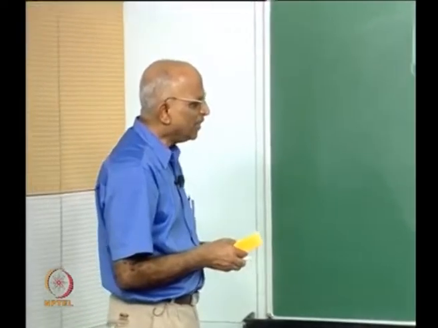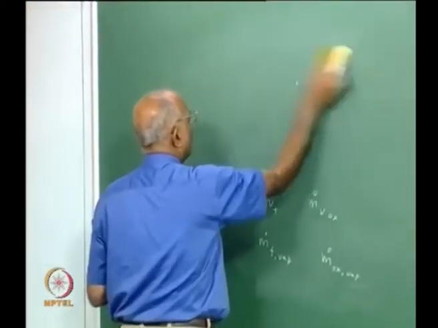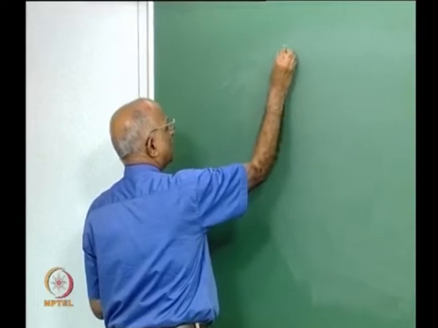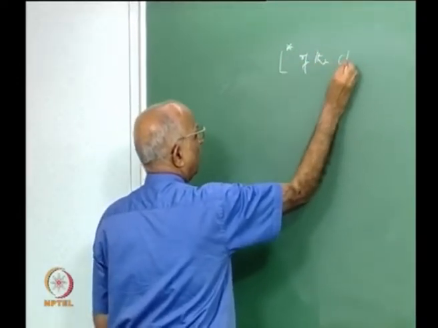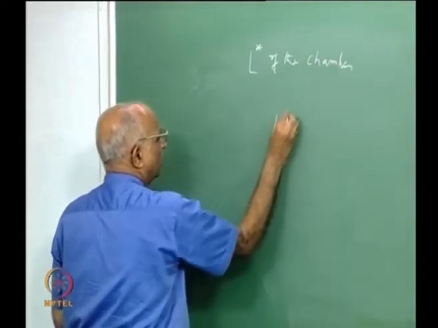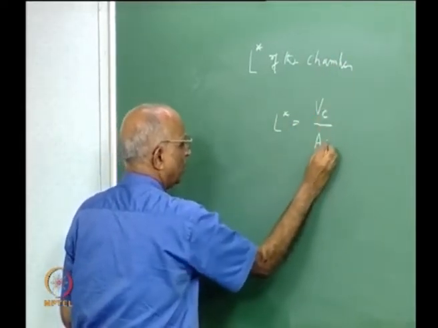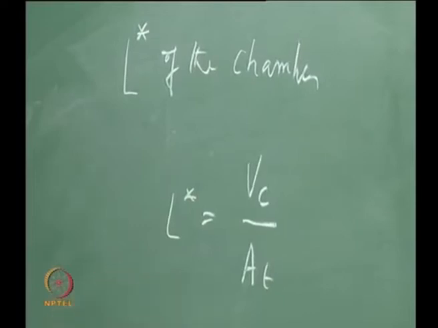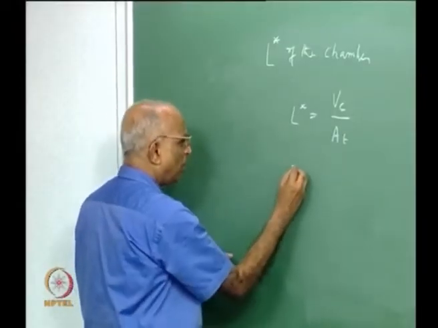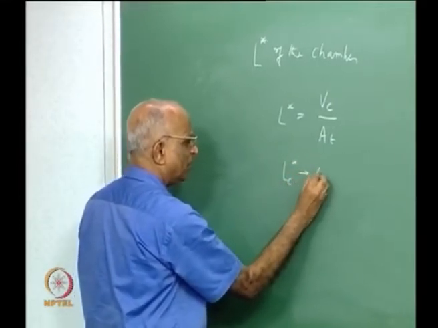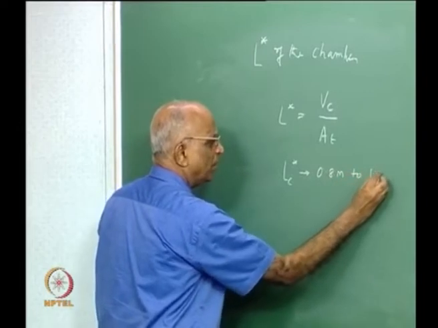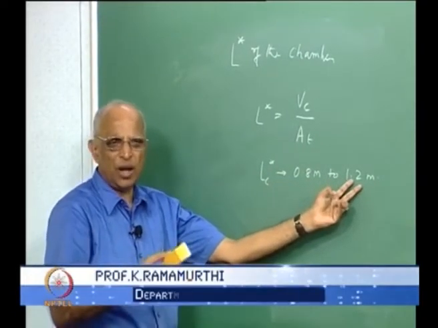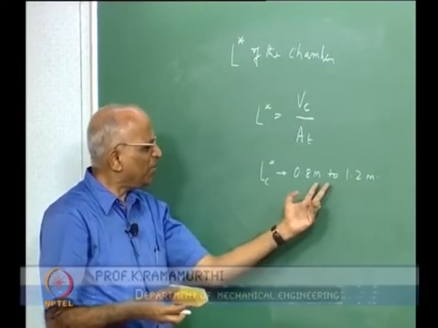See, I just made a case saying that we would like vaporization to be completed, and normally we choose L star of the chamber. And what did we say was L star? L star was equal to the volume of the chamber divided by the throat area, which has units of length, meter cube by meter square. And this length is something which tells us whether vaporization could be completed. Normally rockets are so designed that L star varies between 0.8 meters to 1.2 meters. 0.8 meters is for hydrogen oxygen, 1.2 is nearer to the things which are hypergolic, but I do not think this is a real thing.